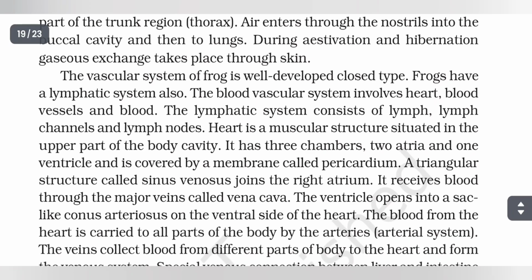The vascular system of the frog is a well-developed closed type. Frogs have a lymphatic system also. The blood vascular system involves heart, blood vessels, and blood. The lymphatic system consists of lymph channels and lymph nodes.